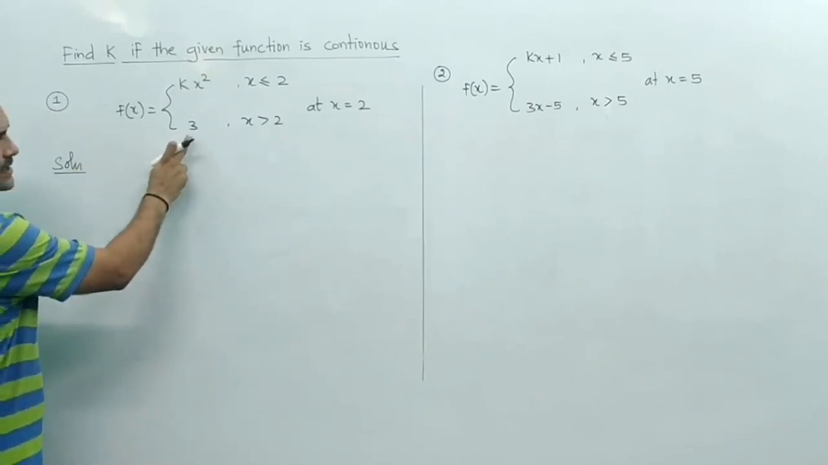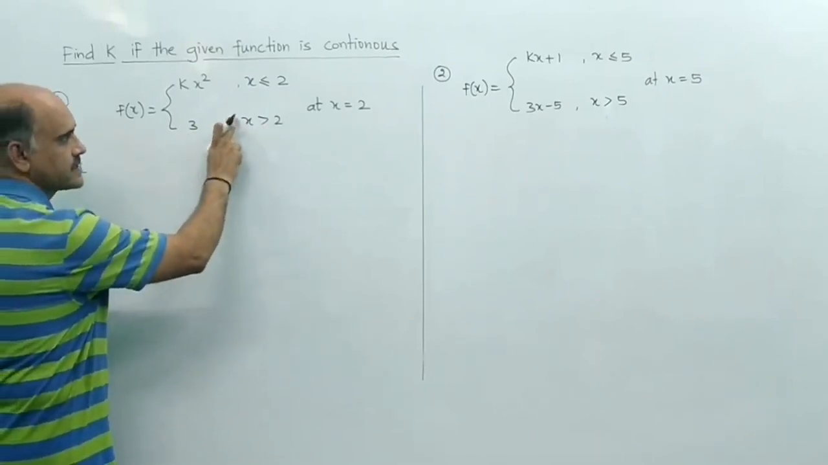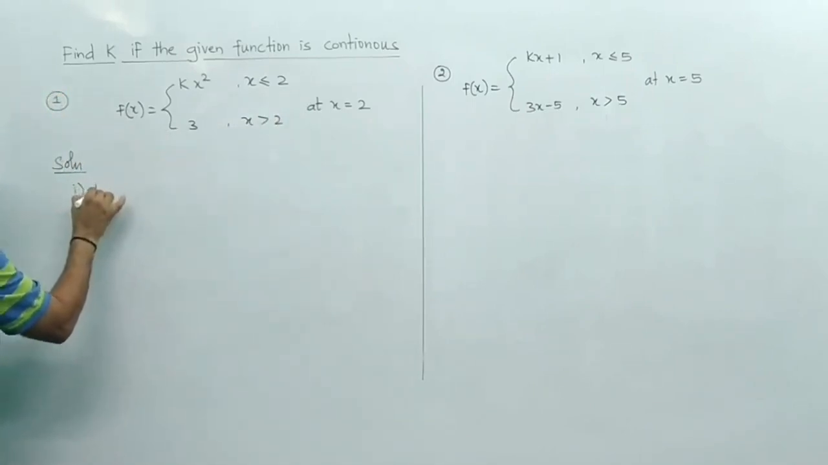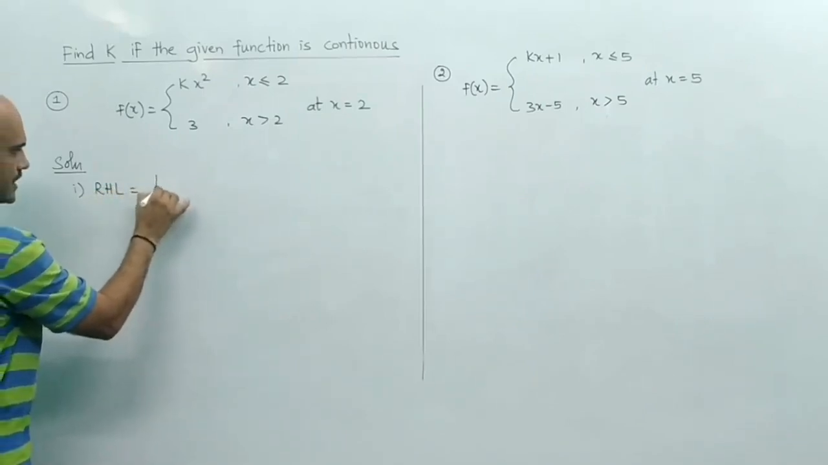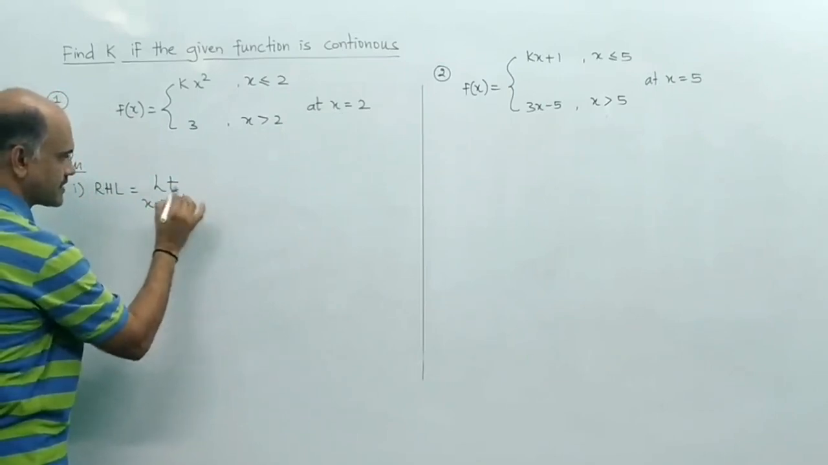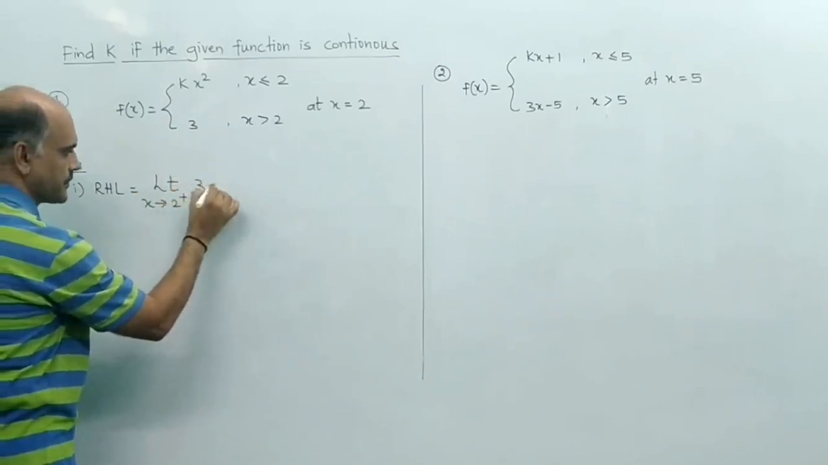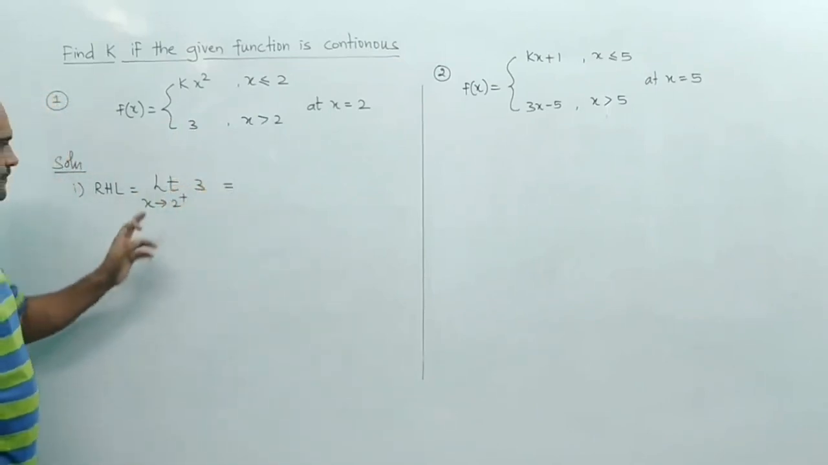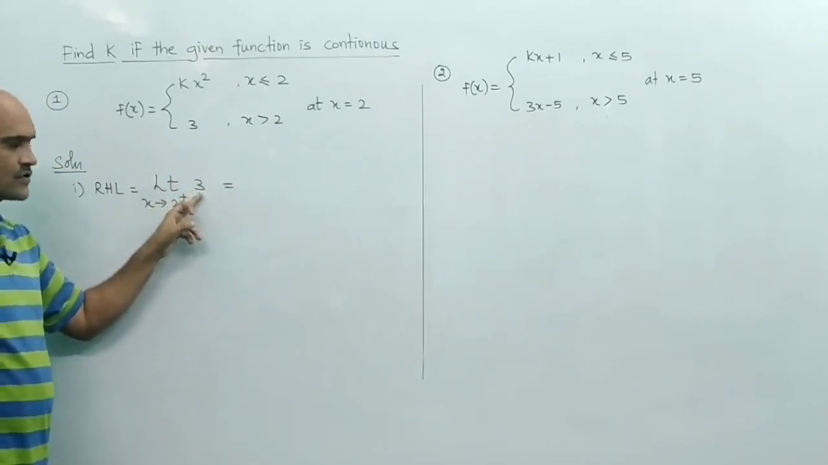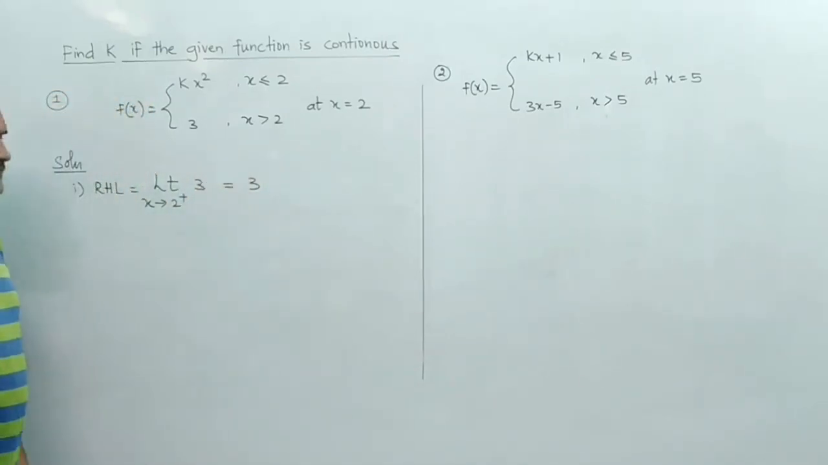So now here k is not there, and greater than 2 means this comes under RHL. So first I will take RHL. RHL is equal to limit x tends to 2 plus. The function f of x is what? 3. The function is 3. Now apply limit. As there is no x, the function is constant, so the value remains the same. So RHL is equal to 3.